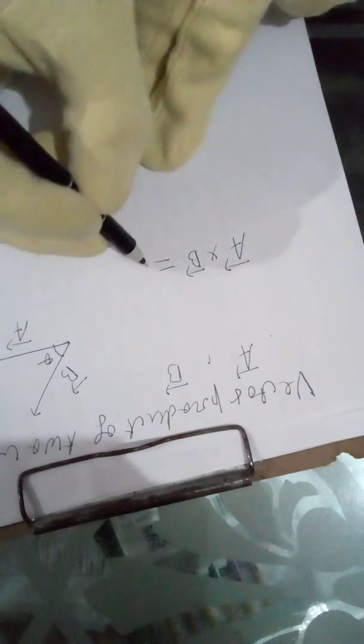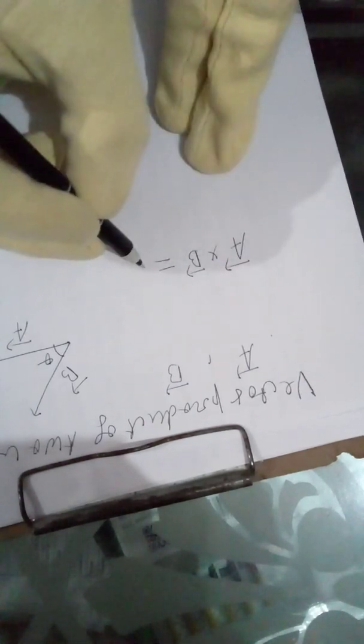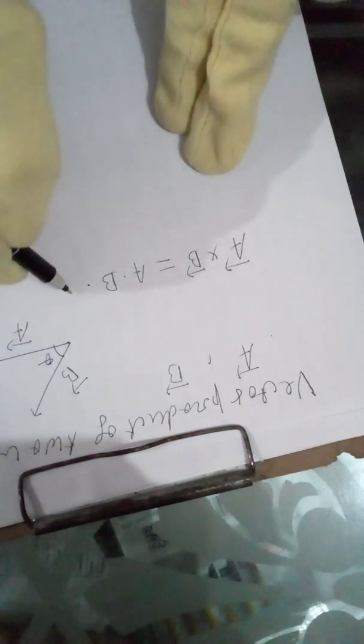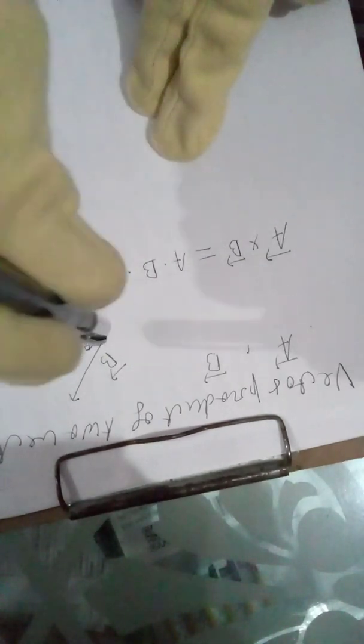So A cross B is equal to the magnitude of vector A, that is A, the magnitude of vector B, that is B, and the sine of the angle between them, that is sin theta, and the direction is perpendicular to the plane in which vector A and vector B lie. Vector A and vector B lie in the plane of paper, so the direction of A cross B is perpendicular to the plane of the paper, like this. This direction may be perpendicular to the plane of the paper in the upward direction or in the downward direction.